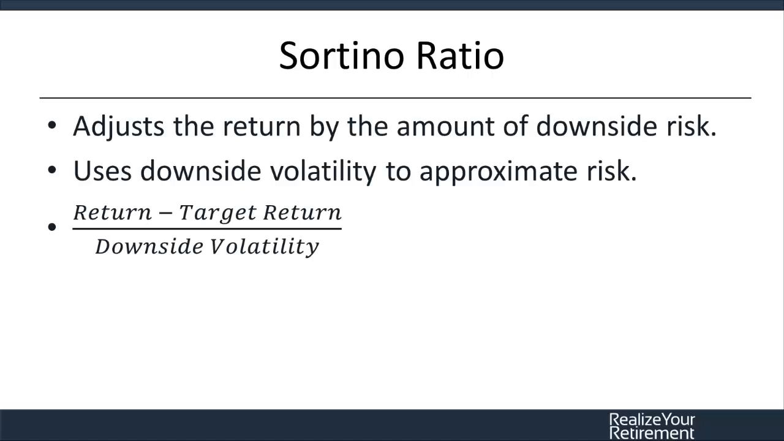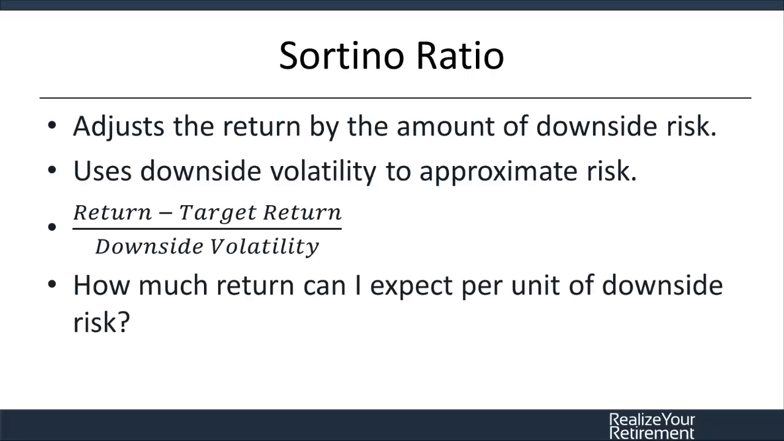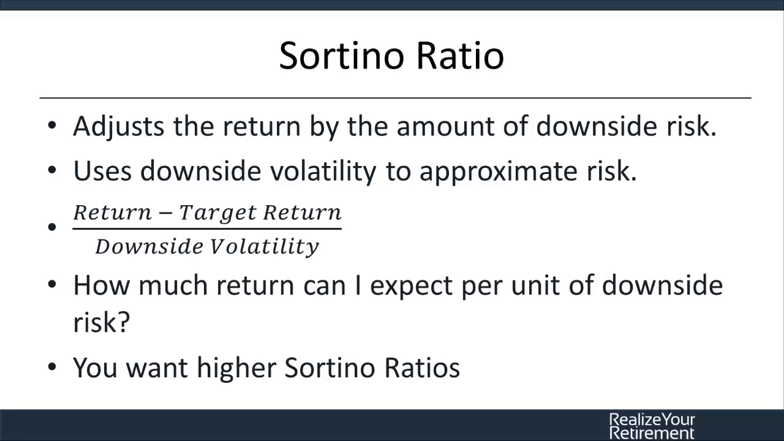So this ratio answers the question of how much return can I expect per unit of downside risk. And most people only care about downside risk, so this is a much more helpful ratio when trying to determine potential downsides of an investment. And again, you want higher Sortino ratios. Higher is better than lower Sortino ratios because you're rewarded more return per unit of risk.